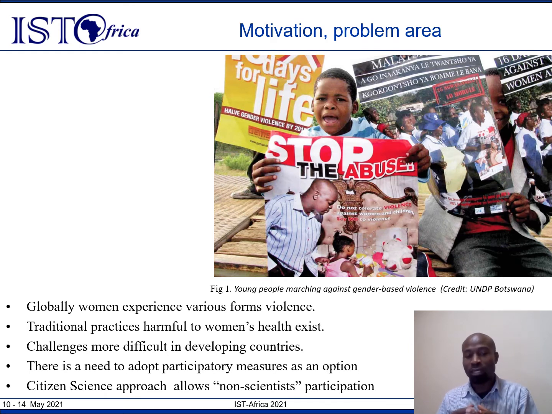There's a need to adopt a participatory measure as an option to try and solve this problem. One such participatory measure is the citizen science approach. This is described as an approach that allows the inclusion of the public, known as non-scientists, to participate in scientific research with the aim of developing a well-informed outcome.